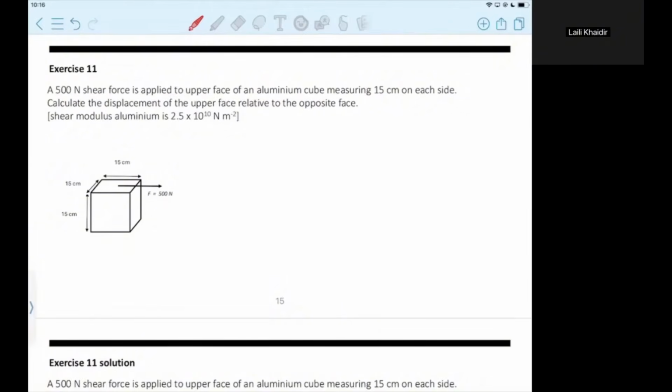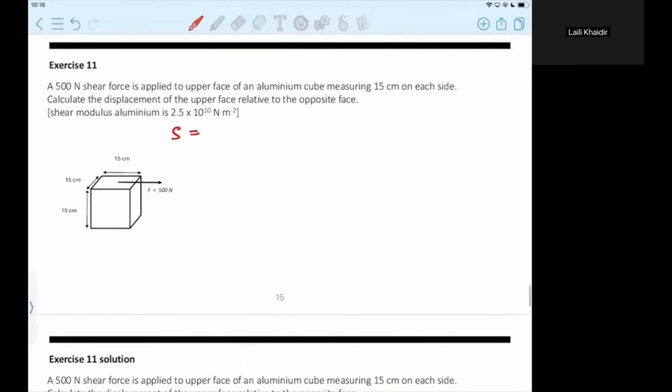Okay, we know the shear modulus. What is shear modulus? Shear modulus is equivalent to shear stress over shear strain. What is shear stress? Shear stress is force over area. And what is shear strain? Shear strain is the displacement over the height of the material, so in this case, the height of the cube. If we rearrange this equation, we will have force times h over the area times the displacement of the material.